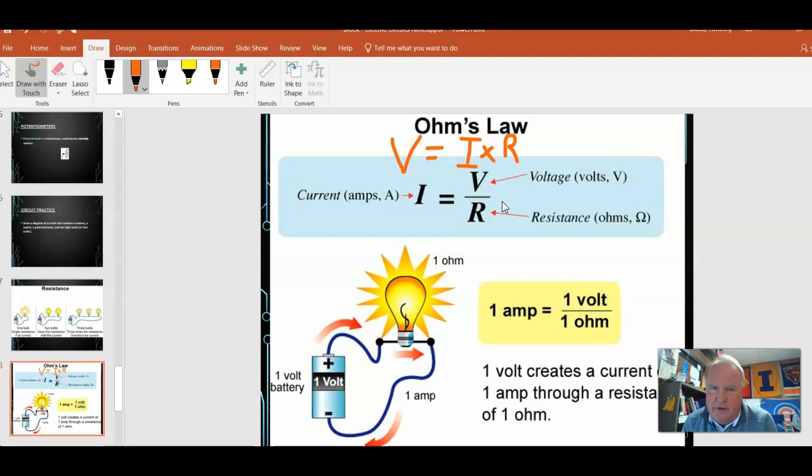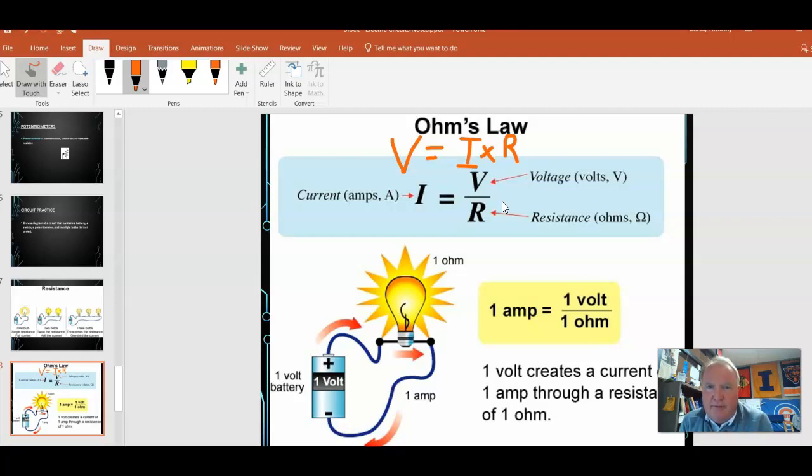You can see in this little sheet that you have the beginnings of the sheet that I gave you. V is in volts, resistance is in ohms, and current, or I, is in amps. And all those ideas will basically answer the entire front page of the sheet that I've given you.